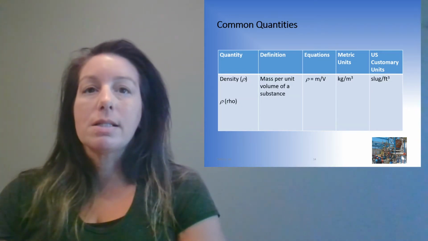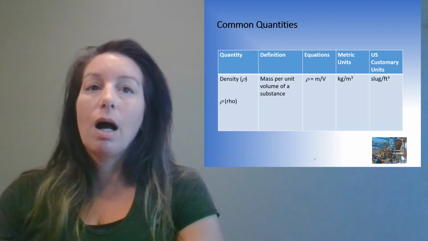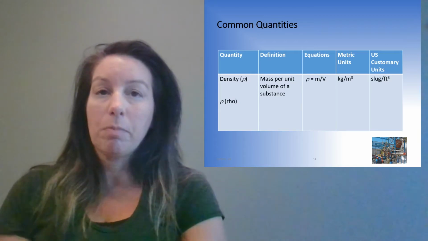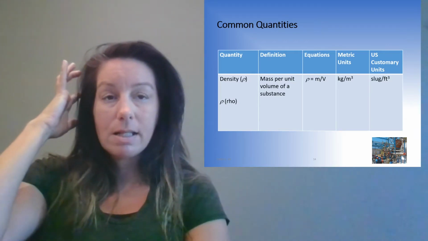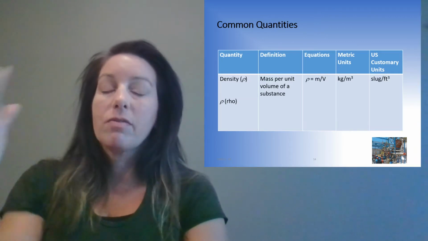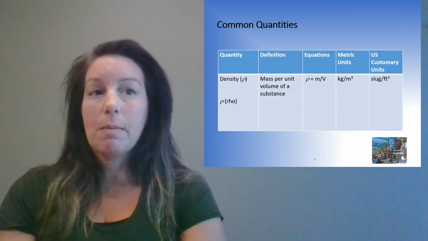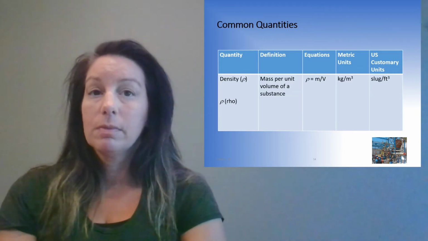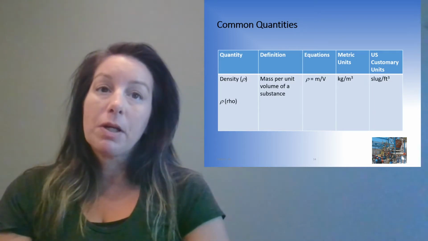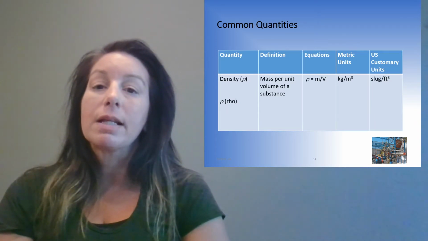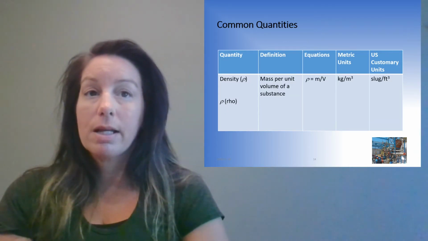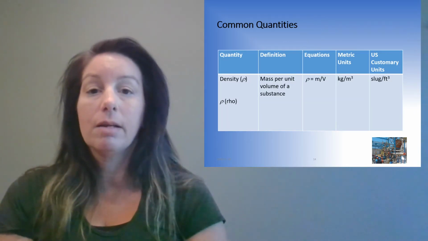So common quantities. So what do we have? Density, rho. It's the mass per unit volume of a substance. You probably have seen this before. So what's the equation? Rho is equal to the mass divided by the volume. So the units come out kilograms per meter cubed. So the density is mass per unit volume. Remember when we looked at the water and the honey? The density of the water is quite different than the density of the honey.